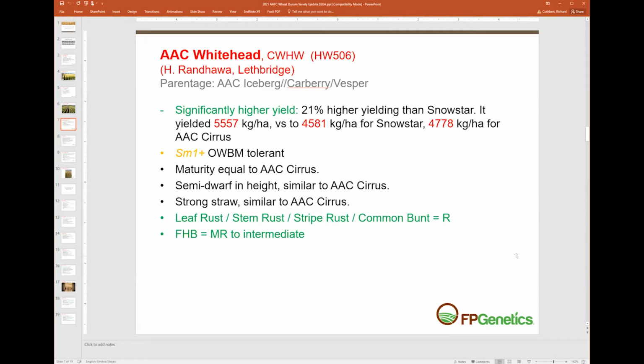It's SM1 positive, so it's midge tolerant. Maturity is equal to AAC Cirrus, which is a new hard white that's been registered recently. It's semi-dwarf in height, similar to Cirrus, which is maybe a bit taller than Carberry, but in that shorter range. And it has a good disease package as well, and stronger straw like Cirrus. So if you're looking for a hard white, this is one to take a look at.